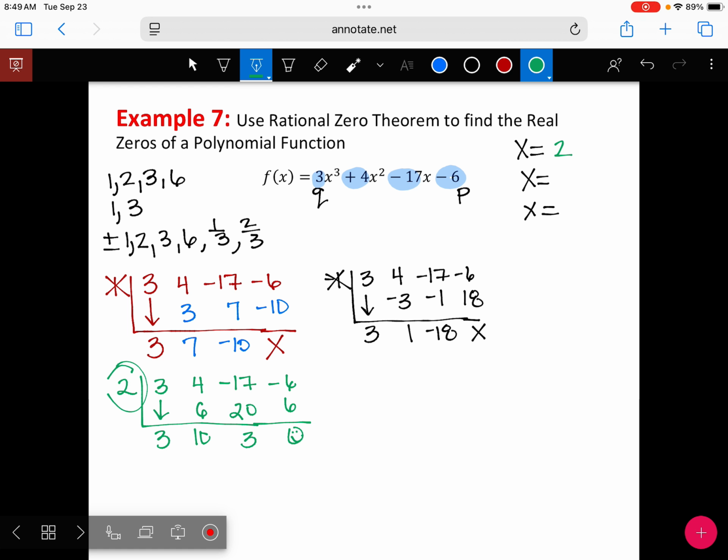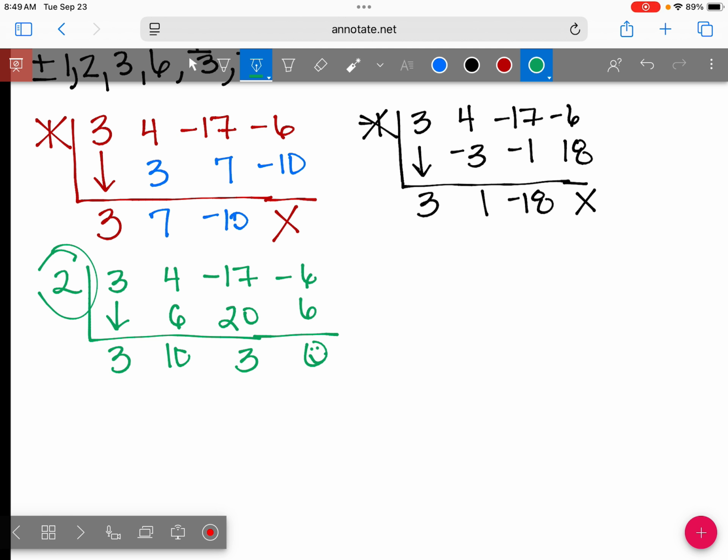And we'll finish this tomorrow, but what I'm going to say is that this represents your A, B, and C. So we would then have to factor this down, 3x squared plus 10x plus 3, to get my last 2 answers.